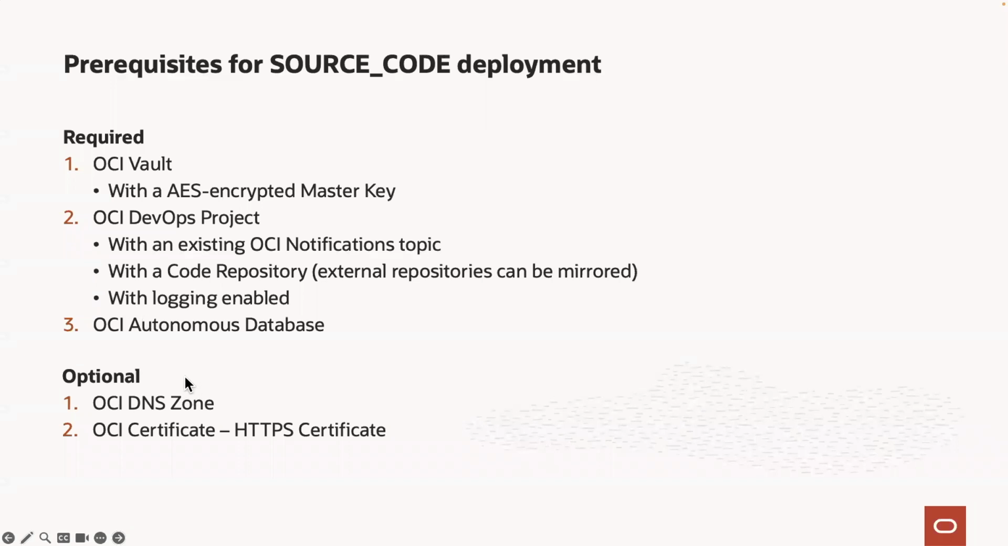Finally, on our list, we have a requirement for an autonomous database, which is your application database. This can either be an existing autonomous database or a new database, which you can provision while configuring the stack. Besides these 3, we have the following as optional: OCI DNS zone, which is your application's domain, and then OCI certificate, which is also a requirement if you are trying to configure a fully qualified domain name for your application. Otherwise, your application can be available through a public IP address.